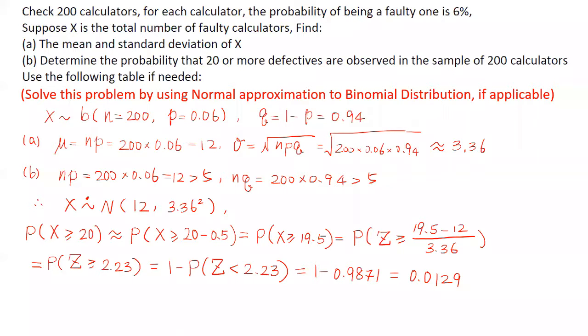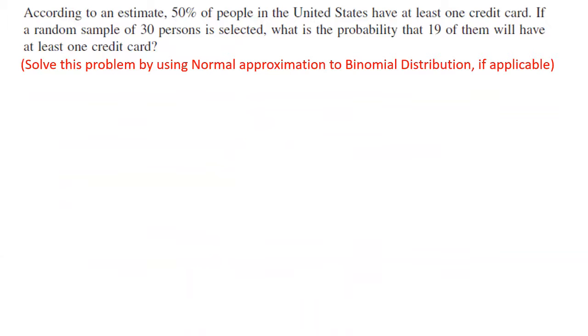No? Okay, let's see the last example. According to an estimate, 50% of people in the United States have at least one credit card. If a random sample of 30 persons is selected, what is the probability that 19 of them will have at least one credit card? Solve this problem by using normal approximation to binomial distribution if applicable. Okay, first of all, what is the random variable here?